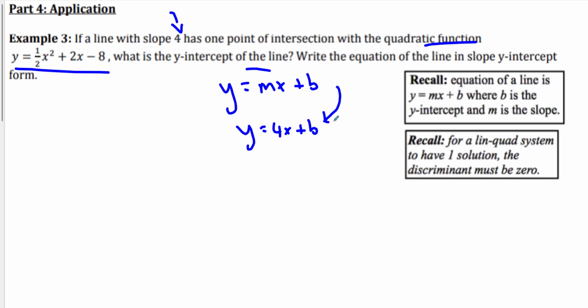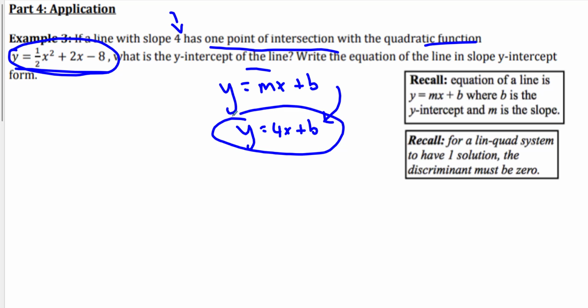Oh, so they're asking for the y-intercept of the line. But they gave us some information. They gave us the fact that there's one point of intersection. So we know that if I have this quadratic and my linear equation here, I make them equal to one another. So 1/2 x squared plus 2x minus 8. Remember, the first step in this lesson is to set the quadratic equal to my linear equation, 4x plus b. All right, if I make them equal to one another, now what?